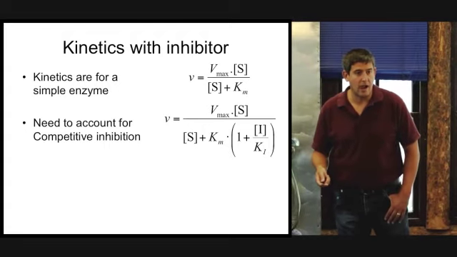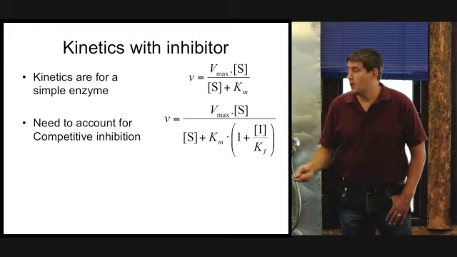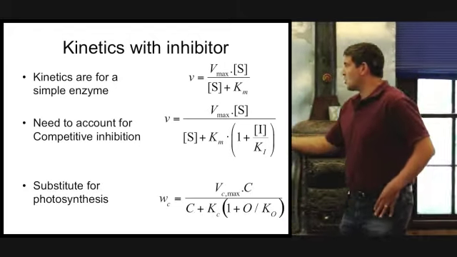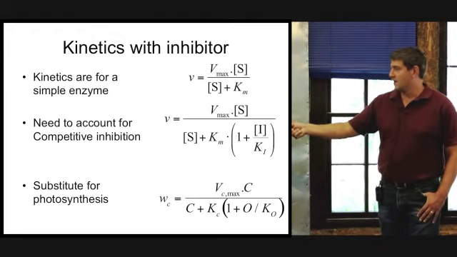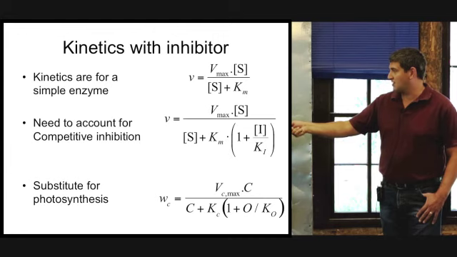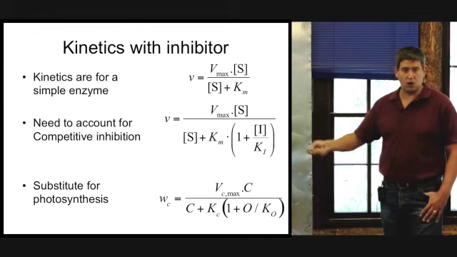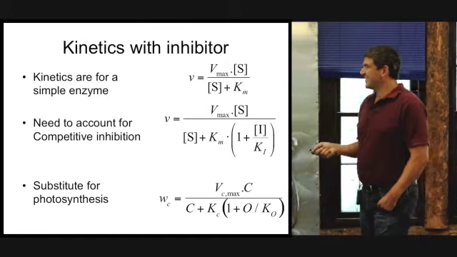Sorry, when you're saying substrate, you mean CO2? Yeah, so in this case, the substrate, and actually that gets me to right here. So you substitute for photosynthesis. The Vmax becomes Vcmax. The substrate becomes carbon dioxide. Km here becomes Kc. And the 1 plus the inhibitor is oxygen divided by Ko, which is your Michaelis constant for oxygenation. Excellent question. Right?